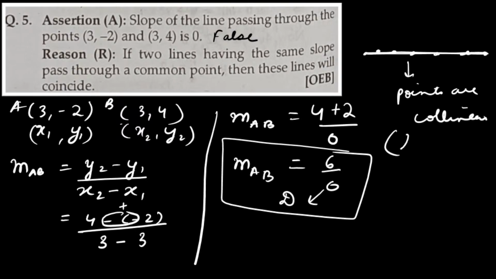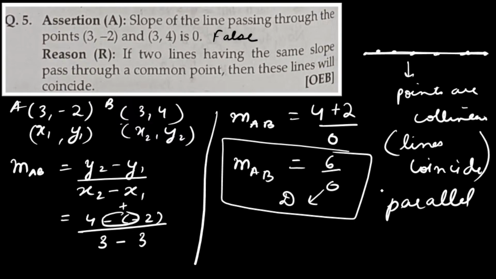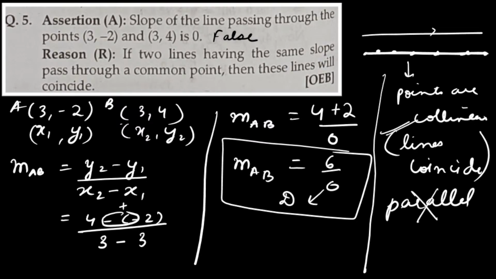The other possibility is that the lines are parallel. So if two lines have the same slope and they are passing through a common point, that means the lines will coincide. They cannot be parallel. Parallel lines will not share any common point.